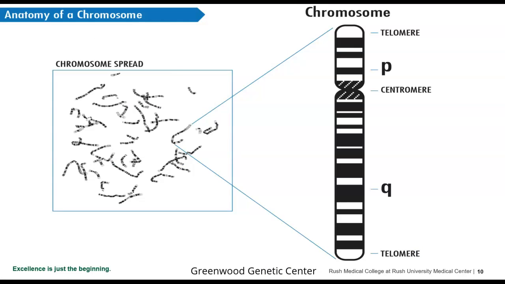So let's go over the anatomy of the chromosome. The centromere attaches the long and short arm. The P arm, P stands for petite in France, and a lot of the early nomenclature was done in France. So P stands for petite, and Q is the next letter in the alphabet. So the short arm is the P arm, and the long arm is the Q arm. The centromere is the middle, and the telomere is the end.